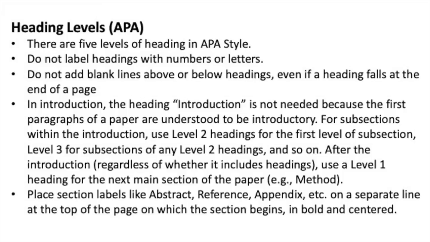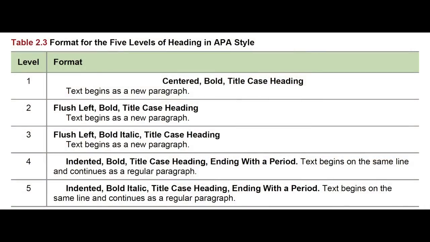That's important. APA says that we need not include the title in the introduction in the body of the paper, because it's already known that the first portion is the introduction of the text itself. Then place section labels like abstract, references, appendix. We have already seen that. This is an example of how the five levels of headings have to be written. You can understand it from the picture itself.